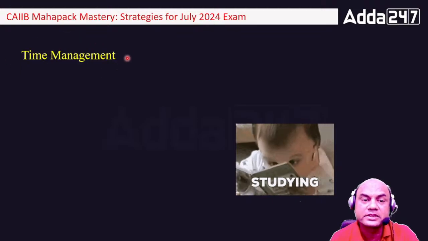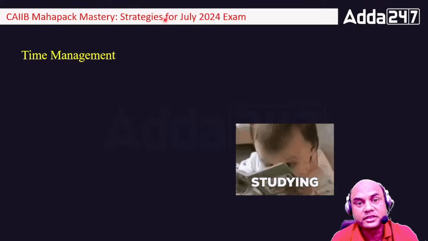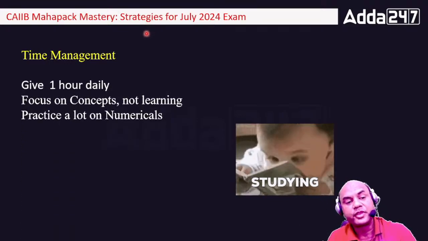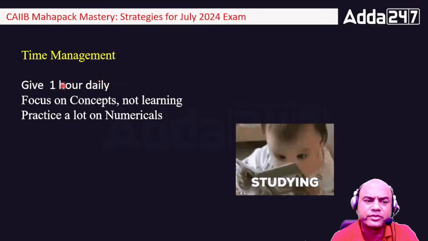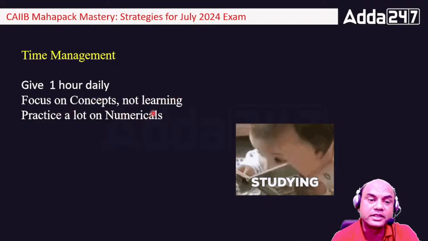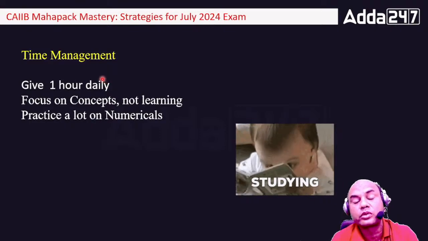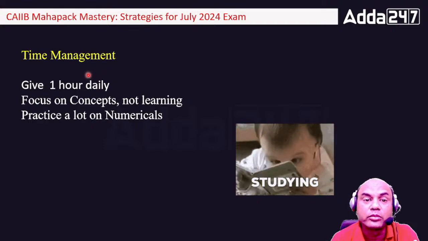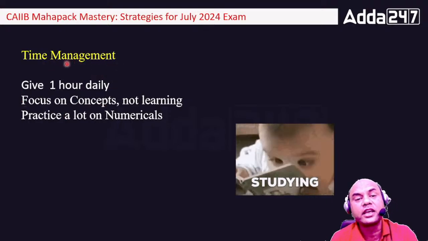Time management. How do I manage the time? Because strategy includes time also. You work in the bank for around 10 hours, then you have family, other functions, March endings. So how do I manage the time? Give 1 hour daily, at most, that's enough. Focus on the concepts, not on the learning. Practice a lot of numericals. You can give 1 hour daily through the classes or through self-study. If you join the paid classes, you get a directional movement towards the exam. You know what to study. If you do it yourself, generally it's a haphazard movement.